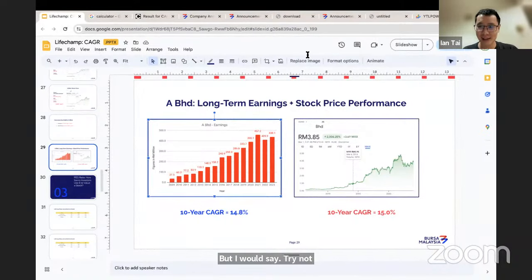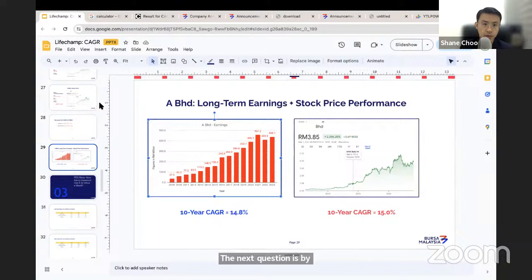The next question is by Ahmad Azri. Can we use PER to evaluate indices such as FBM KLCI? Say 1,200 points grown to 1,800 points in 10 years, to gauge whether it is undervalued or overvalued. This one, I think a bit hard lah.